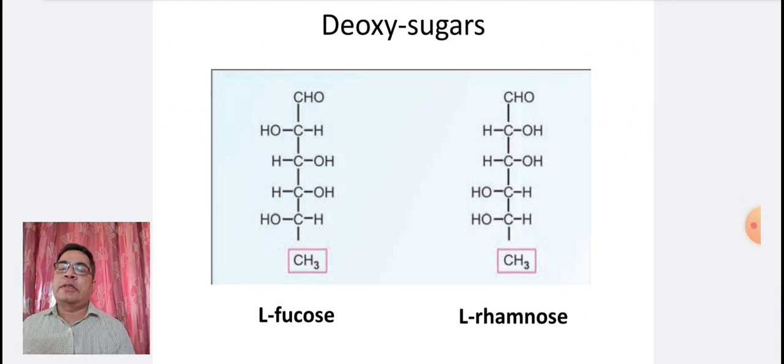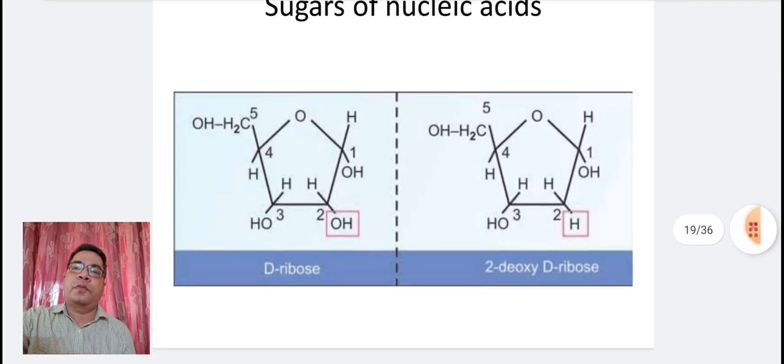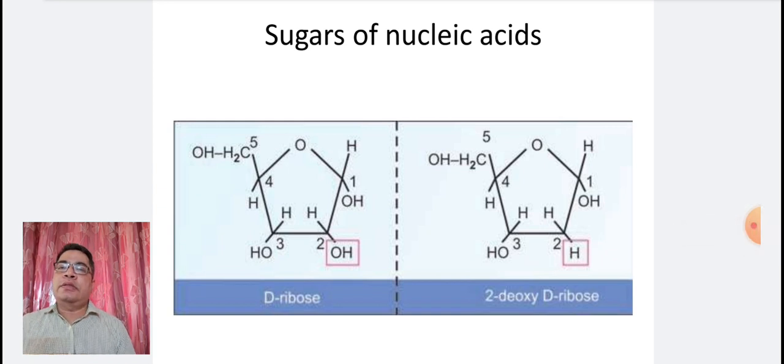Here we can see the structure of deoxy sugars such as L-fucose and L-rhamnose. In this diagram we can see sugars of nucleic acid such as D-ribose and 2-deoxy-D-ribose.